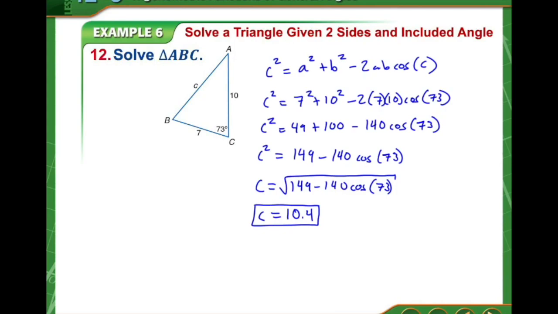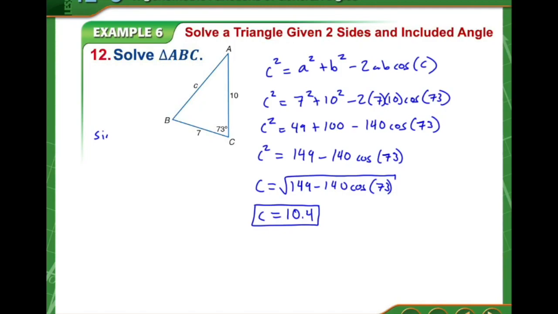We're going to have to use C, unfortunately, to find this. So we do have to hope that we got that right. If we didn't get that right, we're going to start getting everything else wrong. And that's the one downside of using the law of cosines to start with these. But we couldn't start with anything else, so that's kind of what we had to do. So we're going to find angle B first.